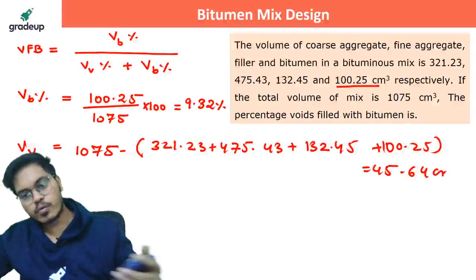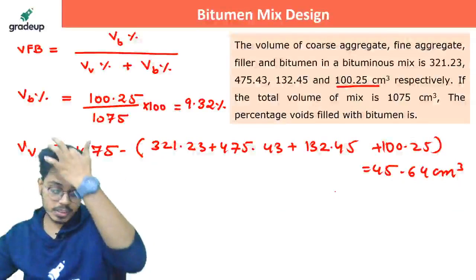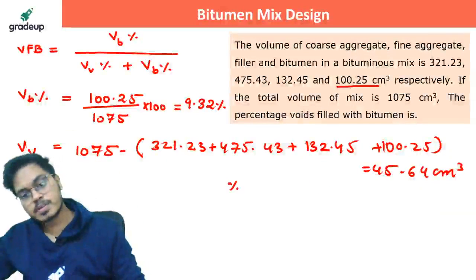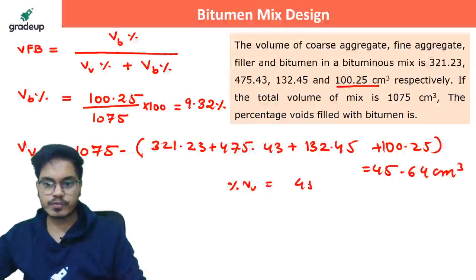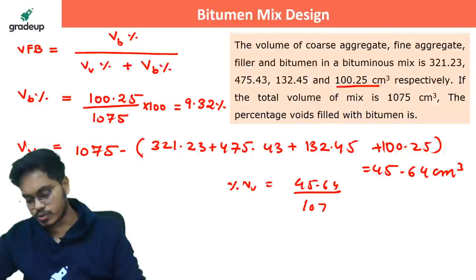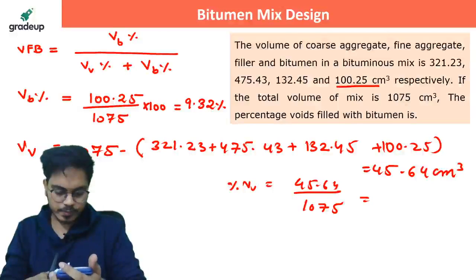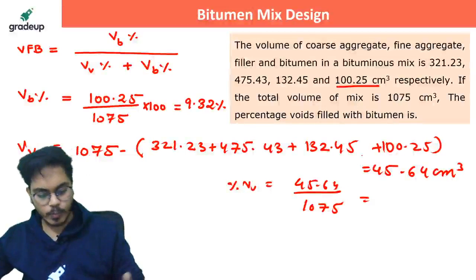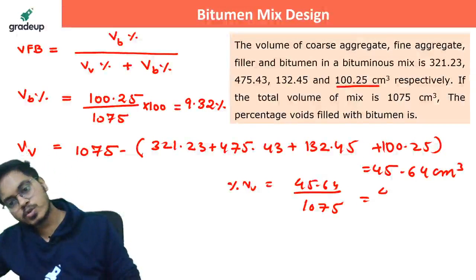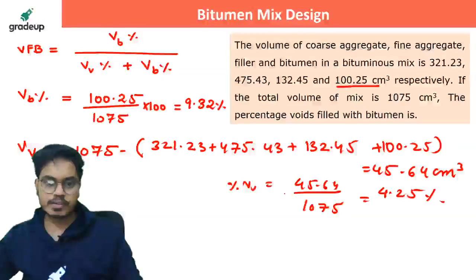45.64 is the volume of voids, but I want the percentage. How much will be the percentage? The percentage will be 45.64 divided by 1075. And how much will this be? 45.64 divided by 1075 into 100. Sir, this will be 4.25. 4.25 percentage. Now everything is simple.